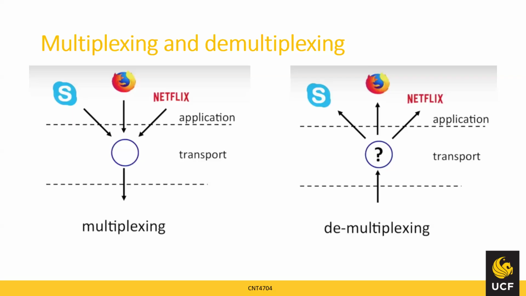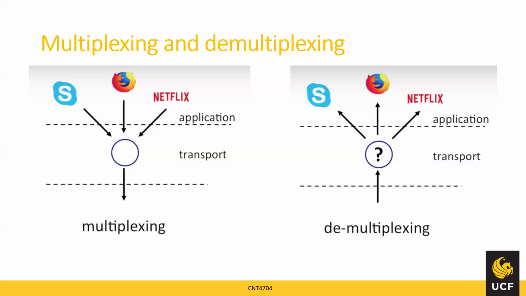This is what multiplexing and demultiplexing look like in practice. On the left, we have multiplexing, and on the right, we have demultiplexing. Specifically on the left, we will talk first about multiplexing. We have multiple applications running at the same time, and these are just examples. It could be Netflix, Firefox, and Skype. The multiplexing idea is that the transport layer takes all the outgoing data and combines it into a single stream that goes down the network.